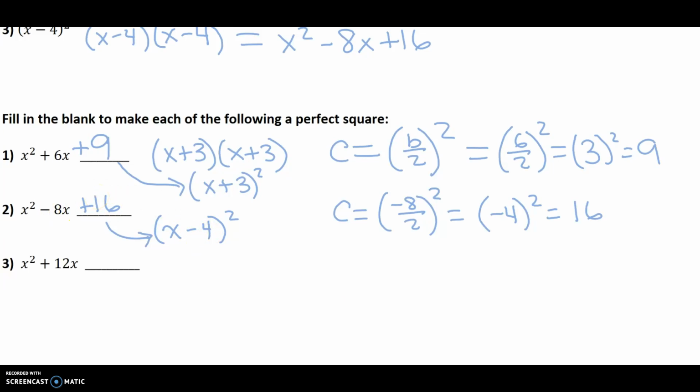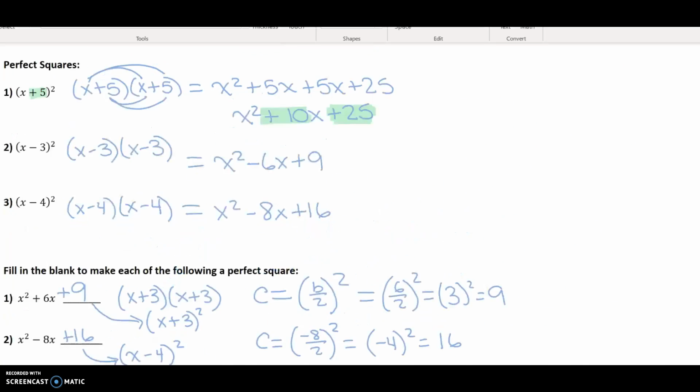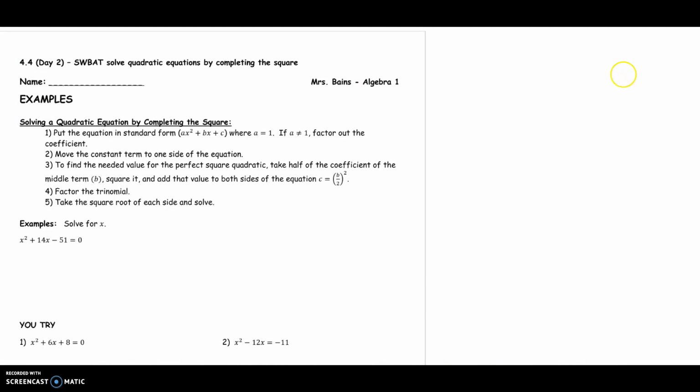And the last one, b is 12, so I take half of 12 and square it, which is 6 squared, which is positive 36. So I add 36, and that's a perfect square trinomial. And in factored form, it would be x plus 6 squared. Okay, now we're going to take a look at using this to help us solve a quadratic equation.